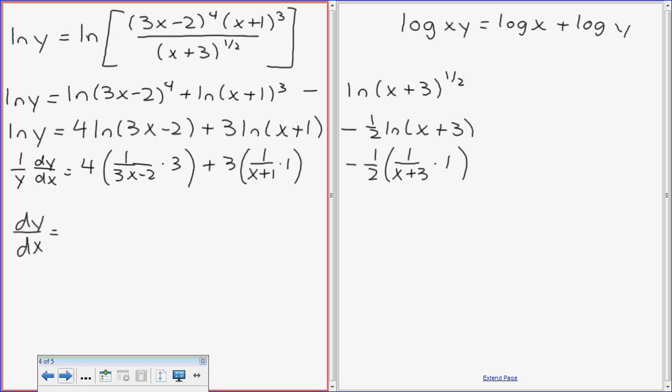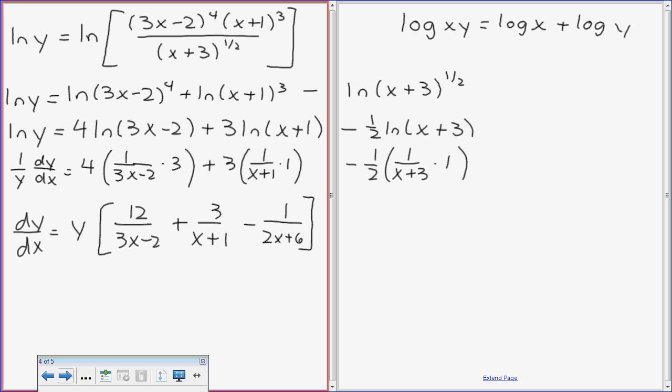Okay, when I move the 1 over y over, what does it turn into? When I 1 divided by y, how do I move that over? It's going to be y times 12 over 3x minus 2 plus 3 over x plus 1 minus 1 over 2x plus 6. And I want the equation of a tangent, if you remember. Isn't that what it said? So I want the equation of the tangent at 1, 4. How do I find my slope now?